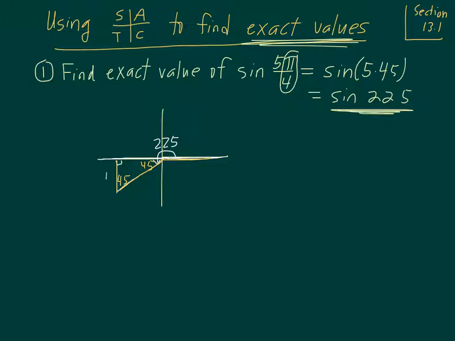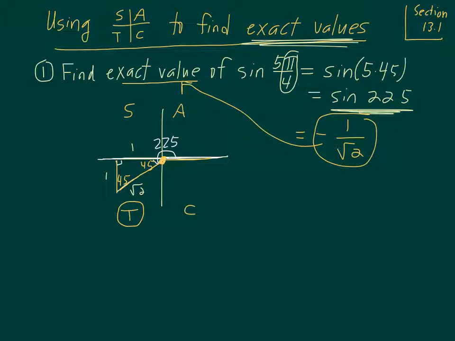Well, recall that the sides are going to be in a ratio of 1 to 1 to radical 2. And also recall that we have this idea of ASTC, which tells us where our trig functions are positive. Notice that only tangent is positive in that quadrant, so that means this is going to have to be negative. So if we're trying to find the sine, your person is always going to be standing at the origin. Sine we know is opposite over hypotenuse, so that's going to be -1 over radical 2. So this is our exact value for the sine of 5 pi over 4.